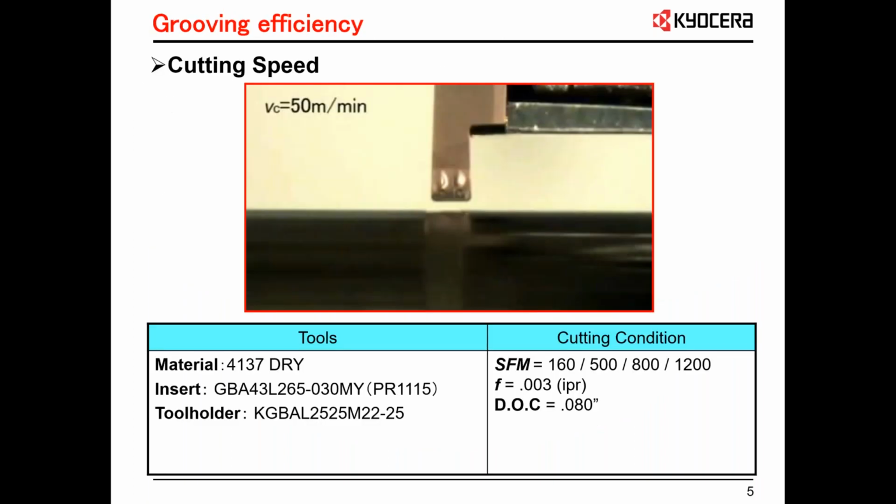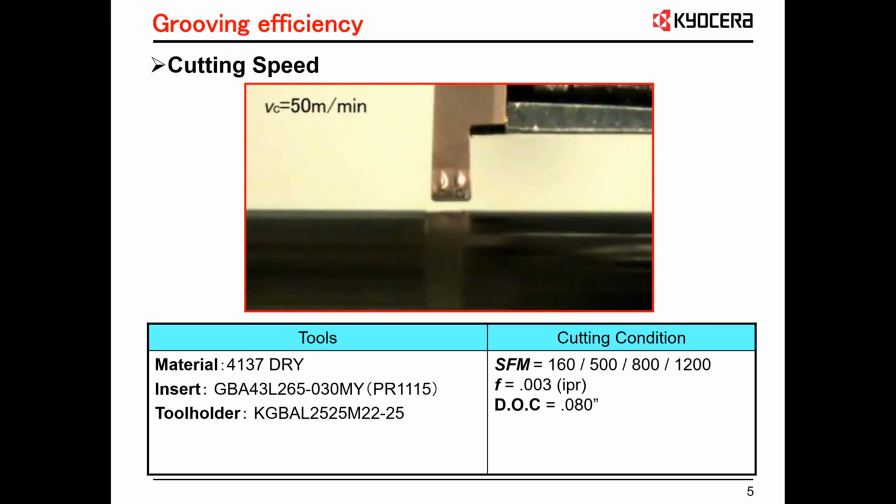So the first thing when we're looking at this, let's see how cutting speed affects your grooving efficiency. So again, you just simply want to increase cutting speed. Well, we're going to see how that affects it. Okay, so we're going to look at four different parameters.